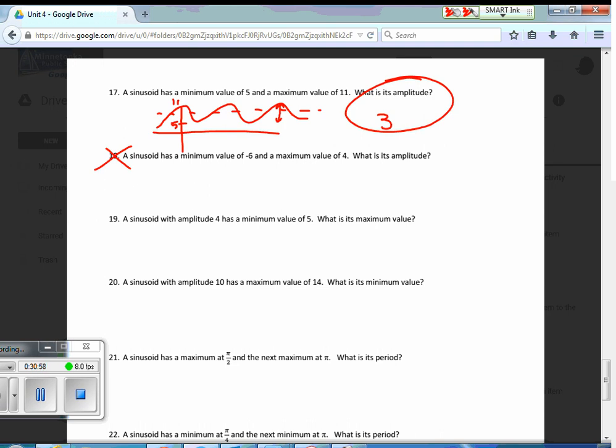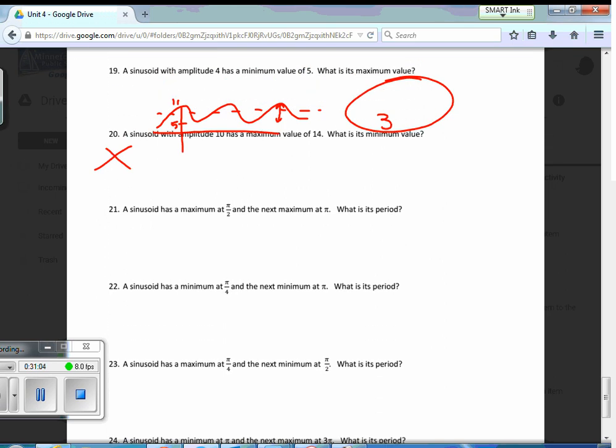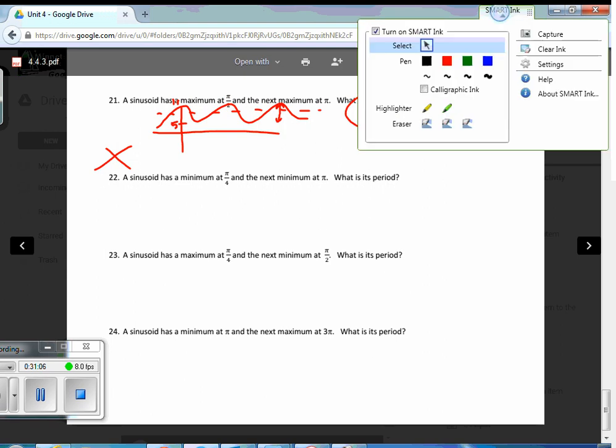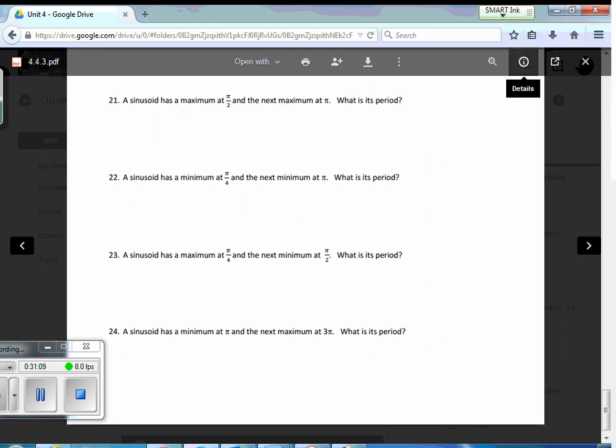All right, now they do ask you a couple others that I did not show you yet, and let me help you with 21 because that's another valuable kind. It has a max of this and a next max at that, but it doesn't ask you, like the last one did, what the amplitude is. It says, what's the period? All right, so then we got to sketch this thing. Its maximum is at pi over 2. In other words, this spot right here is pi over 2, and that's where it hits the max part of the wave. The next maximum is at pi.